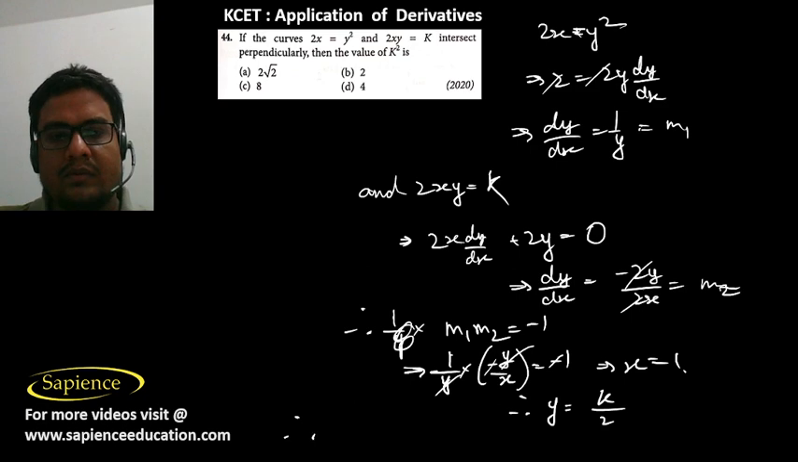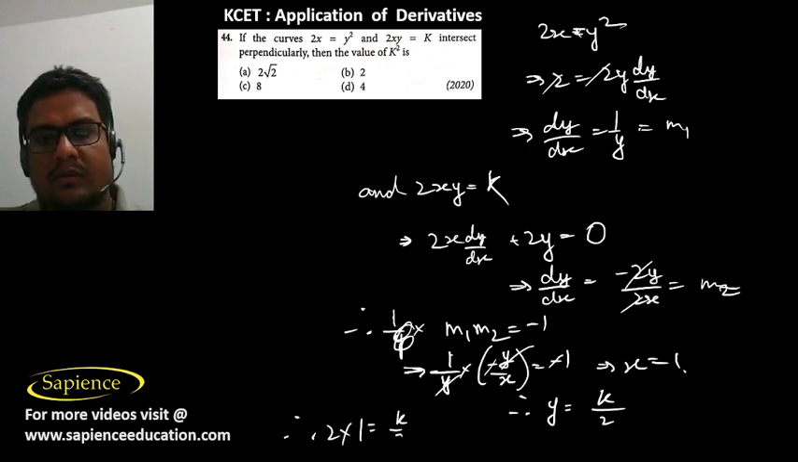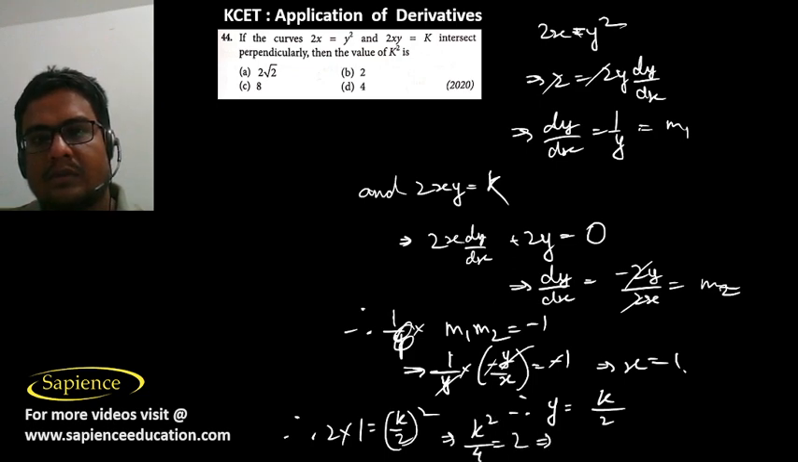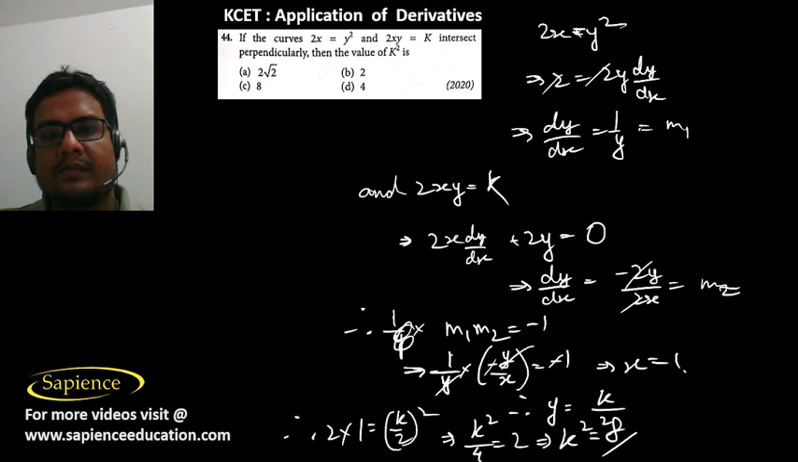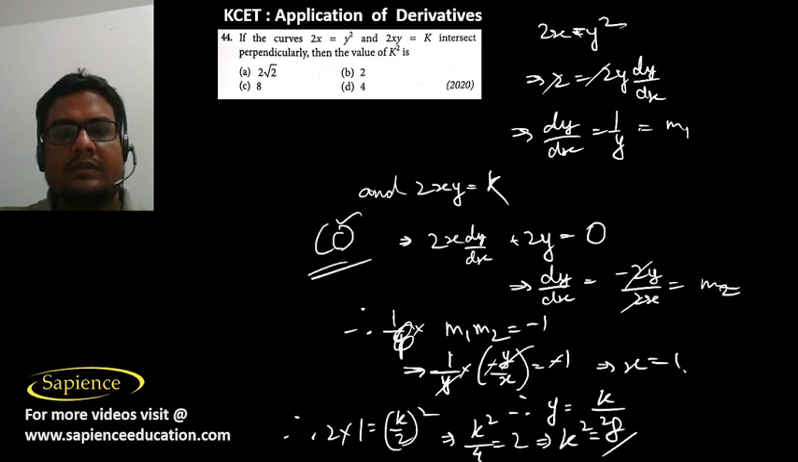So therefore 2x is equal to y square. So 2 into 1 that is equal to k by 2 whole square. So k square by 4, that is, k square is equal to. So option C is the correct answer.